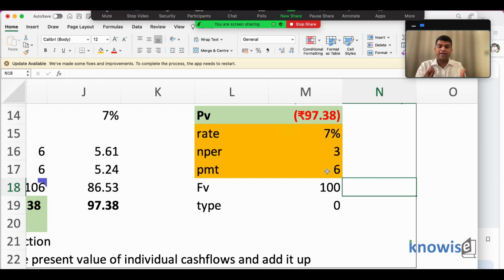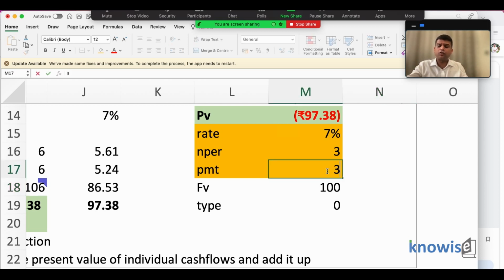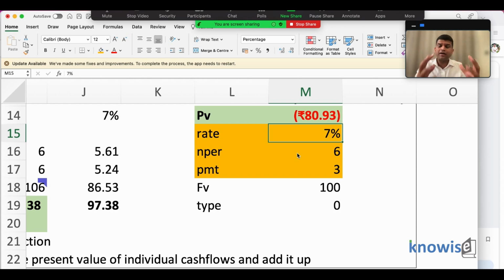If 6 rupees is the interest you are going to get per annum, what is the interest you are going to get half yearly? Half yearly, you are going to get interest of 3 rupees, right? Now, what is your NPER? That means how many interest periods you are going to get. It is not 3 years. Over 3 years, you are going to get 6 interest payments, isn't it? In a year, semi-annual means 2, so 3 years means 6. So the answer changes to 6 in NPER. And then the rate: if the current market rate is 7% per annum, you should convert this also to a semi-annual basis. That is 7 divided by 2, that is 3.5%.